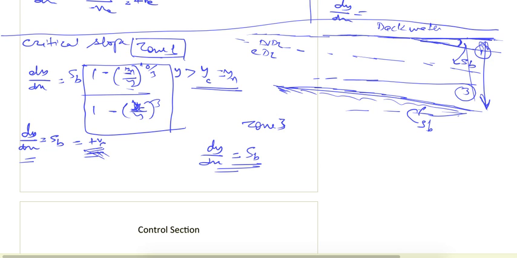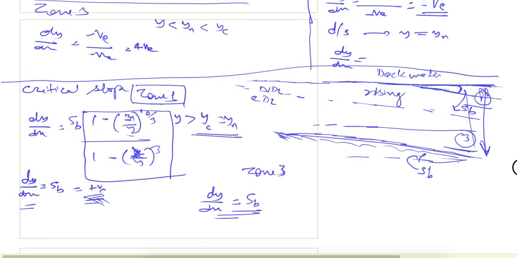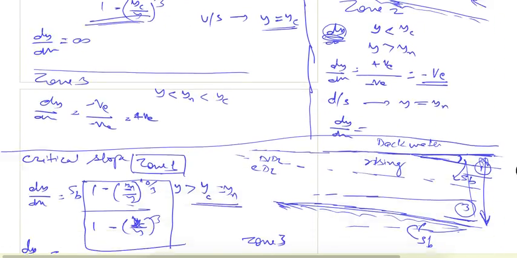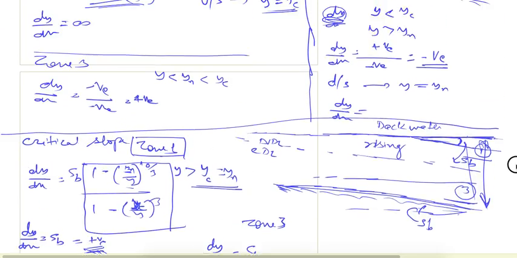So both are rising profiles. That means backwater curves, because in zone 1 and zone 3 we saw it will always be a backwater curve, but they remain horizontal. Now two more slopes are remaining, that is horizontal slope and critical slope, adverse slope.